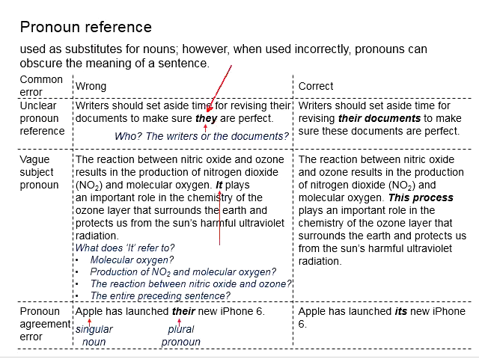This is an example sentence. Writers should set aside time for revising their documents to make sure they are perfect. The pronoun there is unclear. If you look at the sentence carefully, there is a slight confusion about who the "they" actually refers to. Is it referring to the writers or to the documents?